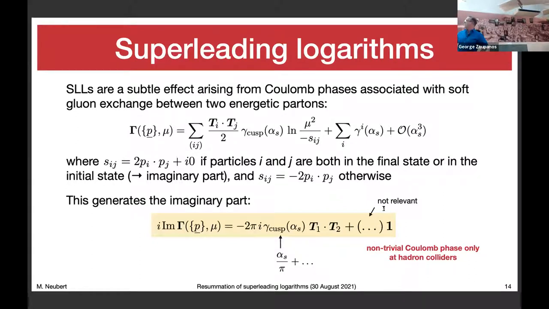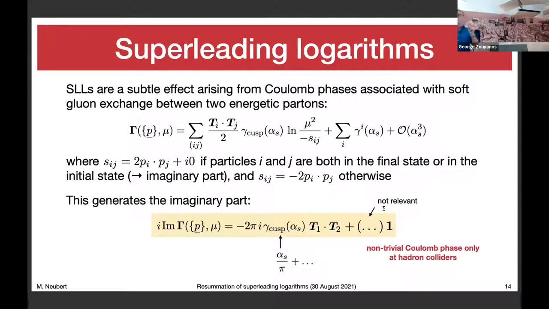But there is a sign factor here. If both particles are either in the final state or in the initial state, then S is positive, time-like scattering. And because of this minus sign, there is an imaginary part of this quantity. If one parton is in the initial state, the other is in the final state, then it's space-like kinematics, and then S is negative, and combined with this sign, there's no imaginary part, okay?